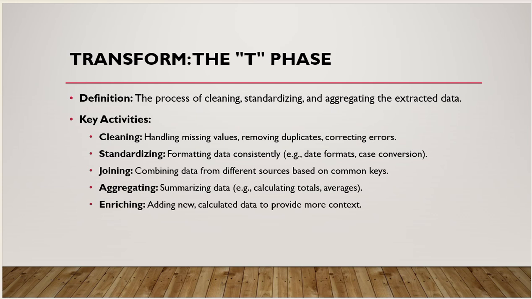The key activities contained in the transform phase are cleaning, standardizing, joining, aggregating, and enriching. Basically, in the cleaning phase, we handle missing values, remove duplicate values, and correct errors if there are any. We also do aggregation, or the group by clause we use, for example in a mutual fund organization.